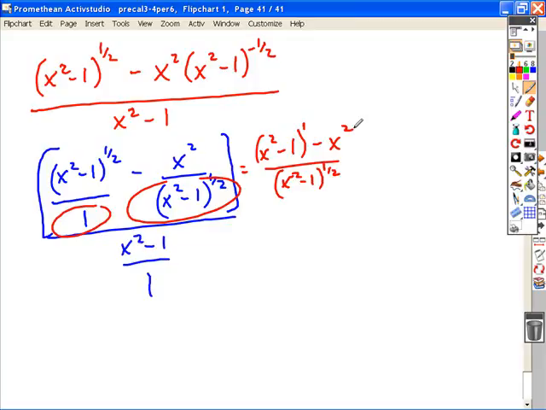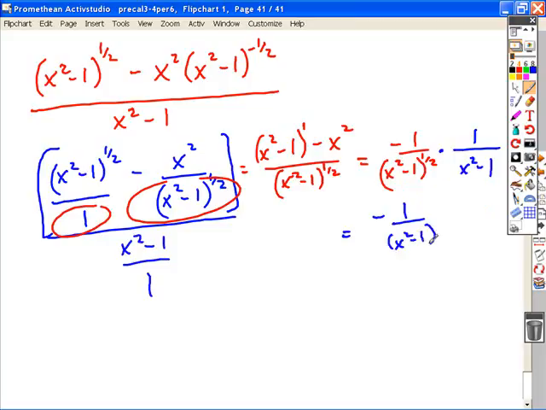Minus an x squared times what LCD factor is missing from that second fraction? Nothing. So there's my numerator. I can simplify. X squared minus x squared leaves me with a negative 1 over x squared minus 1 to the 1/2. And now instead of dividing by this quantity, I'm going to invert and multiply. So I'm going to multiply by 1 over x squared minus 1. And so my final answer, when I multiply across the top, negative 1. Along the bottom, I have my common factor of x squared minus 1.